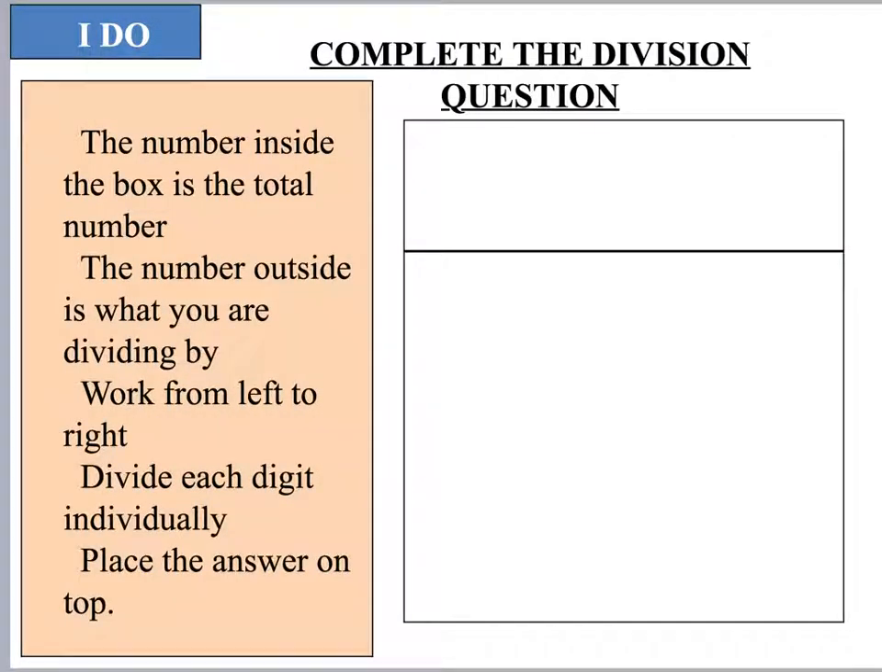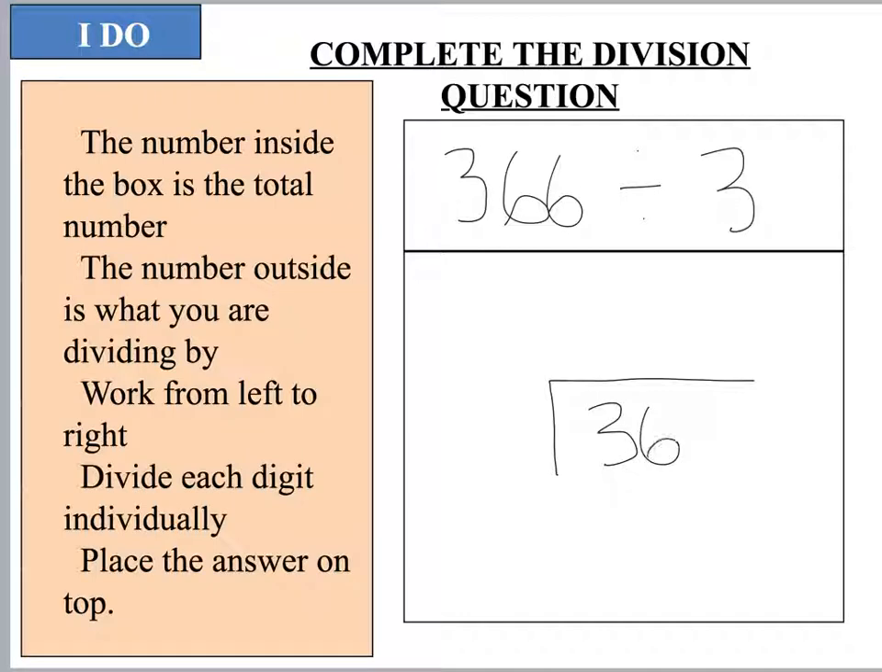Alright, we're going to do some questions now, and what I'd like you to do is just watch these ones because it is the I do. I'll do a couple of very quick ones. My first question is 366 divided by 3. So straight away I'm going to write that into my division algorithm. That means I'm going to put my box. I'm going to put the number I'm dividing inside the box, 366. The number I'm dividing by outside the box.